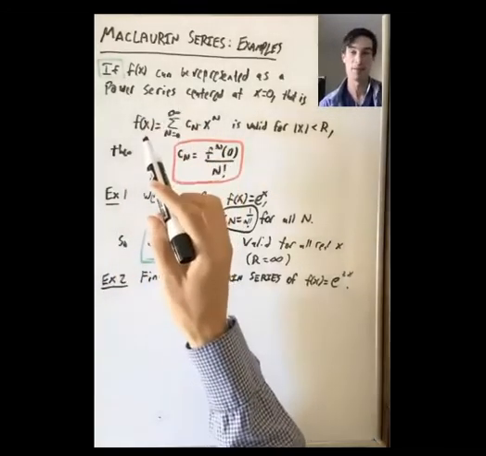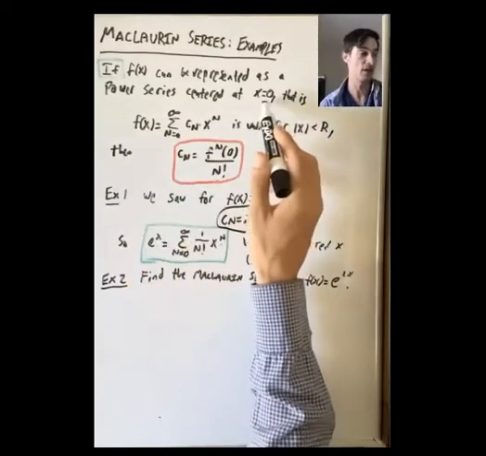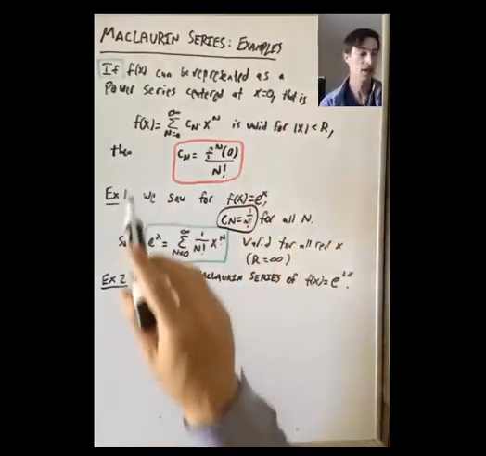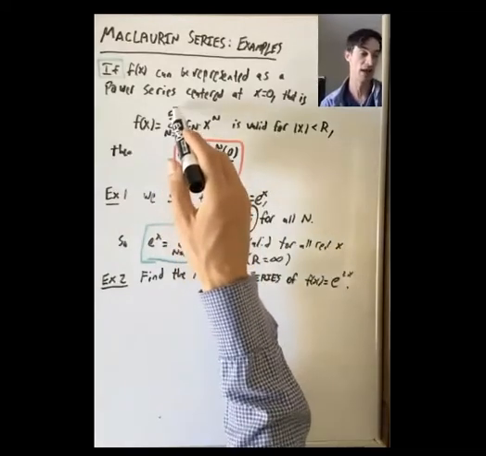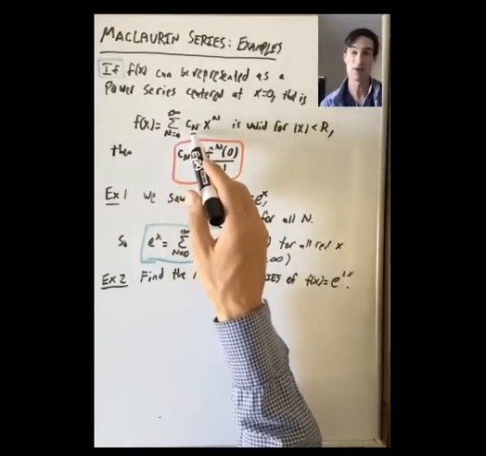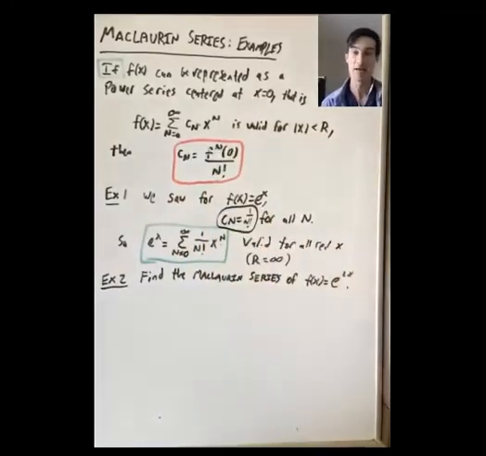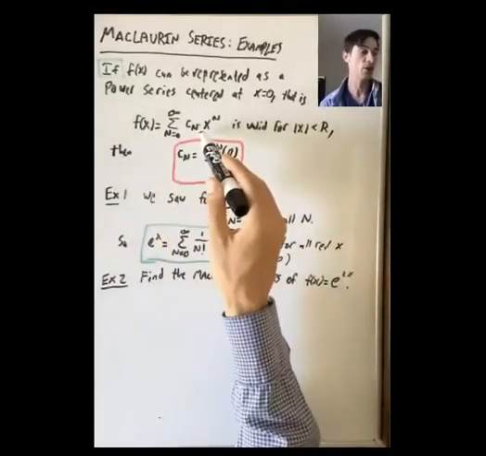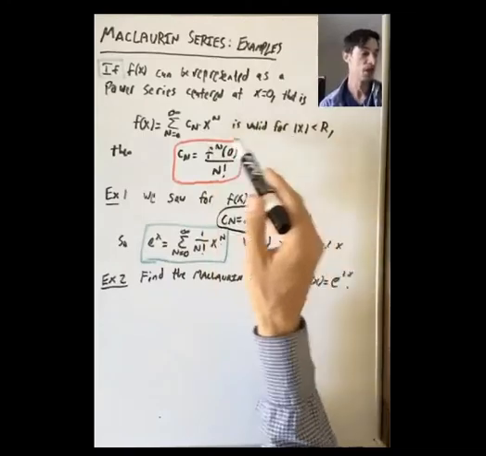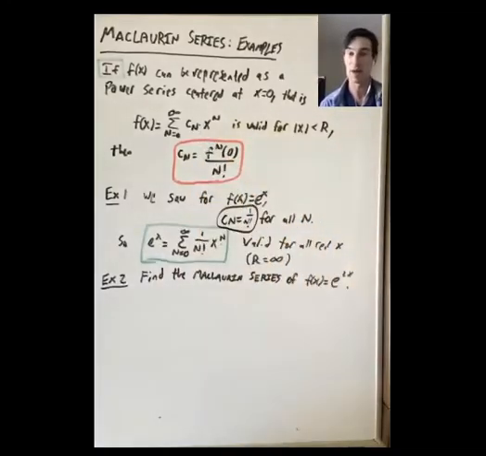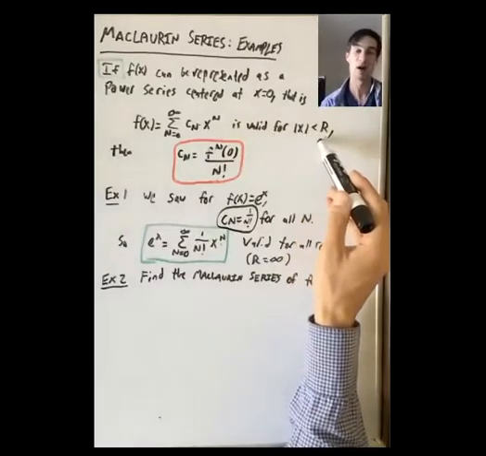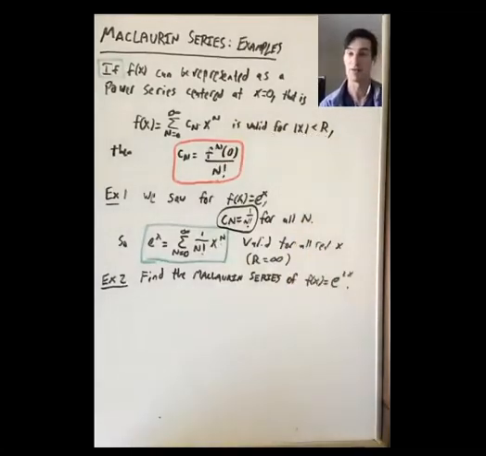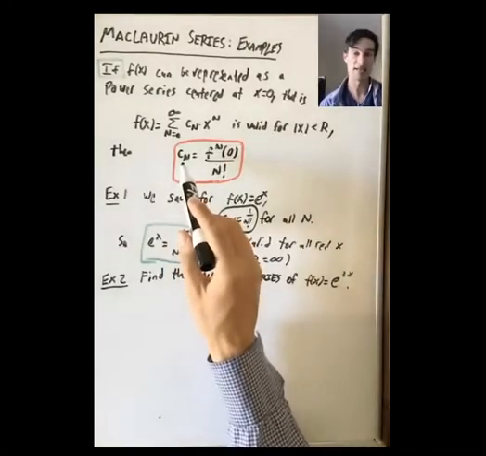If f of x can be represented as a power series centered at 0, what does that mean? That means we can write f of x equals some infinite series, a sum from n equals 0 to infinity of some real number Cn times x to the n. If this function is equal to this series on the interval of convergence of the power series, so for some absolute value of x less than r, where r is the radius of convergence of the power series, then what are these Cn's equal to?